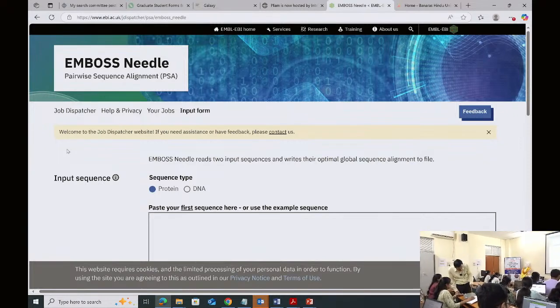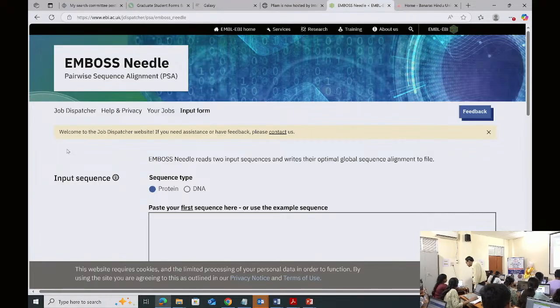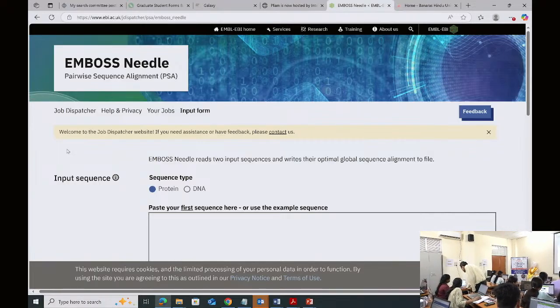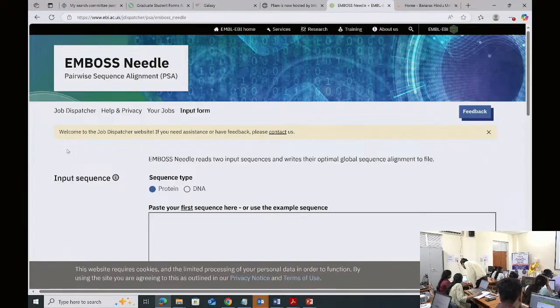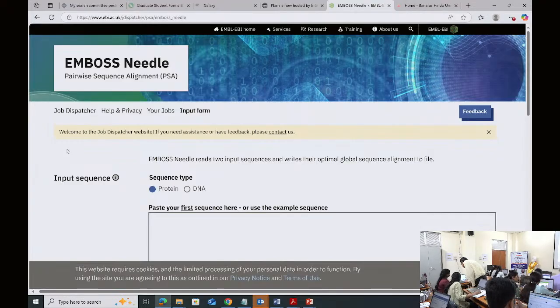So global alignment, good. Do local alignment. Okay, local alignment done. Let me show. Okay, good. This is 24, 39. So take a note of this and then do BLAST now.